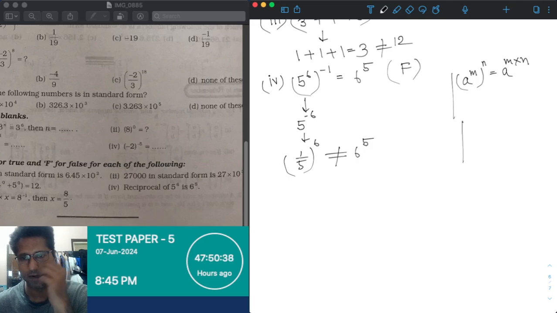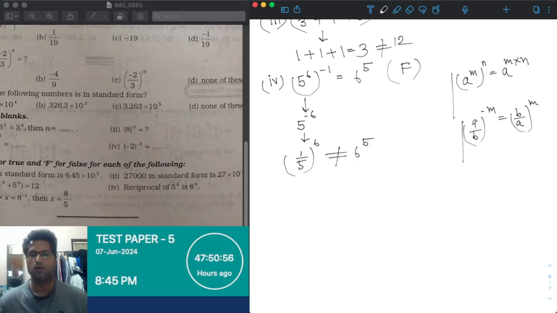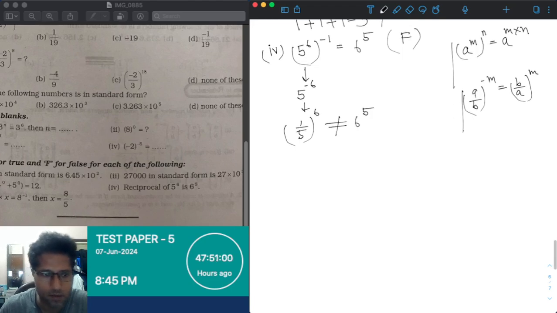The concept applied, I am writing on the right hand side, that 5 raised to the power minus 6 is equal to 1 by 5 raised to the power 6, is coming from the fact that a by b raised to the power minus m equals b by a raised to the power m. This we have learned in the laws of exponents. Okay, so this is false.